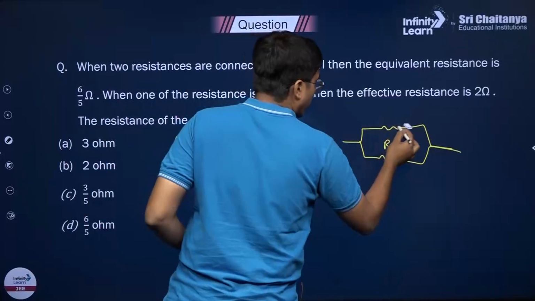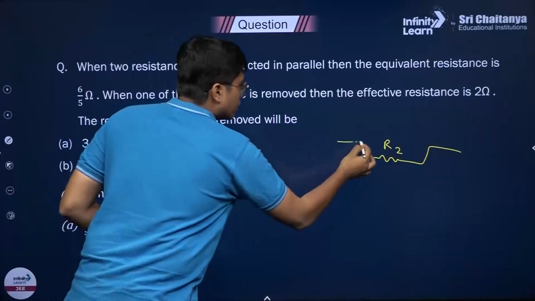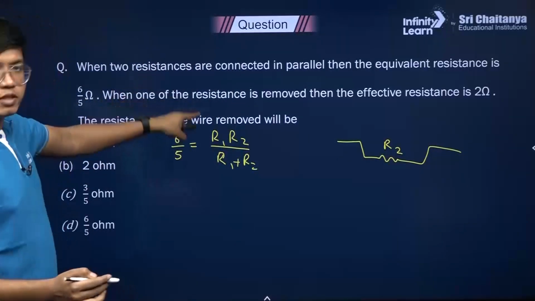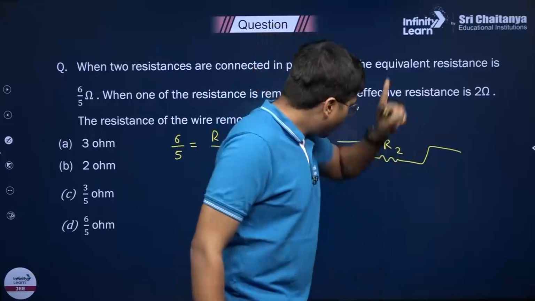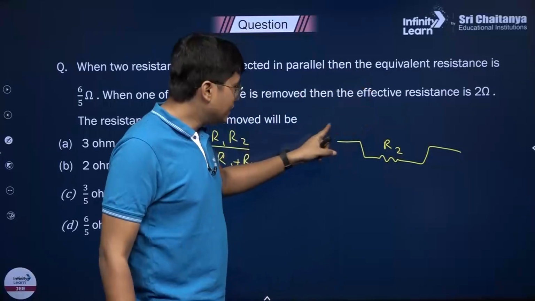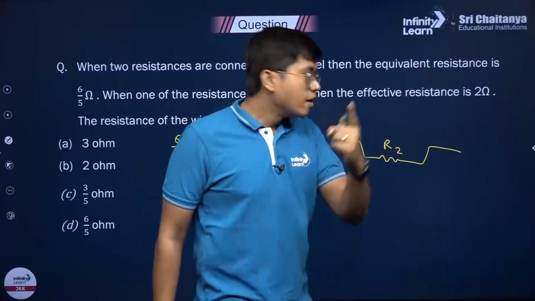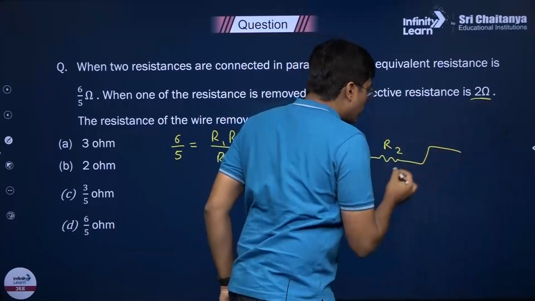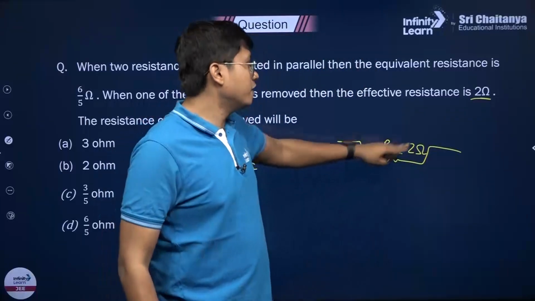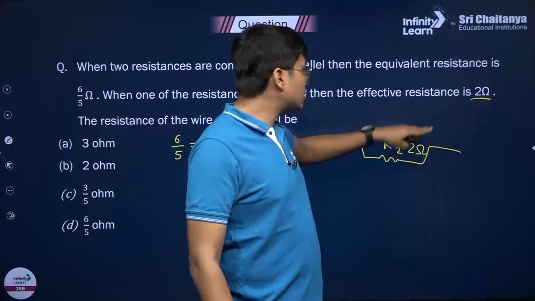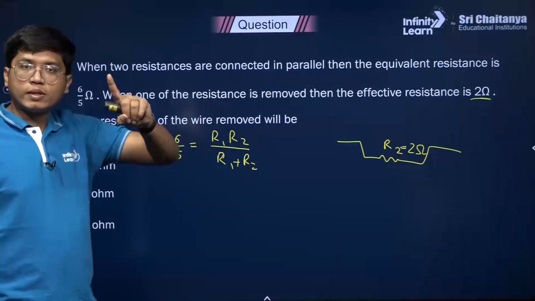If I remove this R1 here, then it said when I remove the resistance, the effective resistance is 2 ohms. Now see, if I remove R1, this is neither series nor parallel. This is just one individual resistor now, which means whatever I got as 2 ohm is exactly this. The second resistor has the resistance 2 ohm, because when you remove one, it just becomes one single resistor.